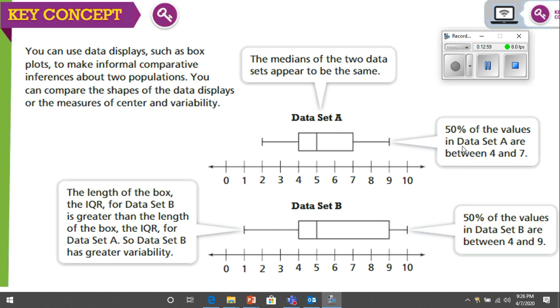50% of the values in data set A are between 4 and 7. Over here you can say that the length of the box, the interquartile range, for data set B is greater than the length of the box for the interquartile range for set A. So data set B has greater variability. 50% of the values in data set B are between 4 and 9.